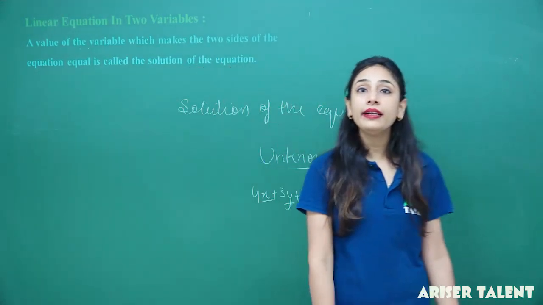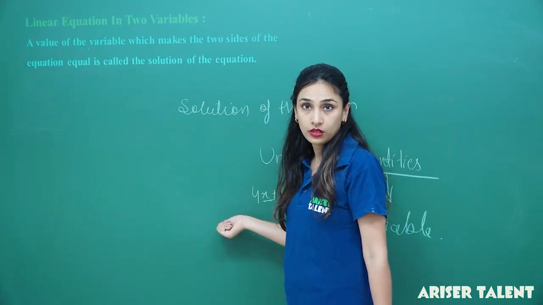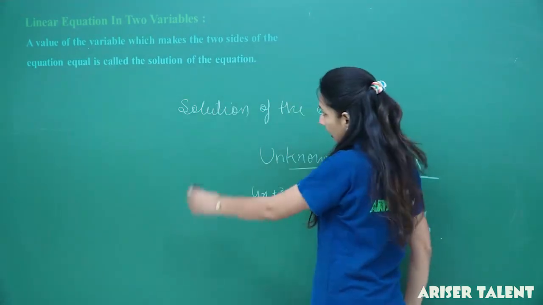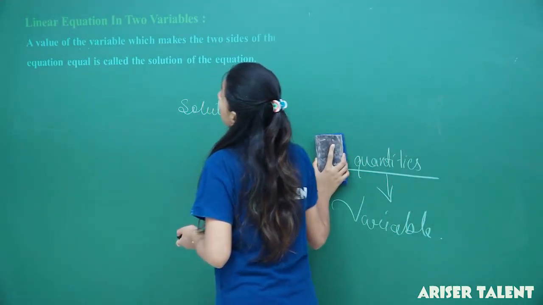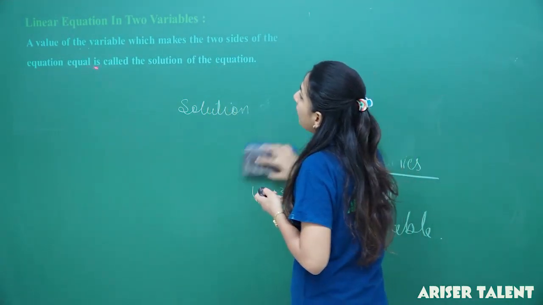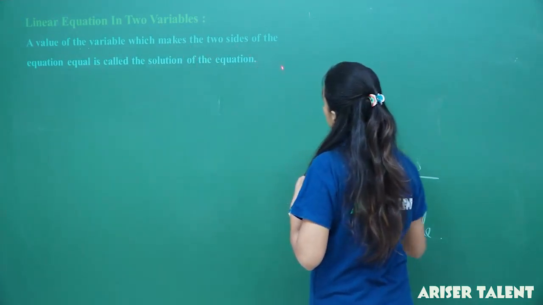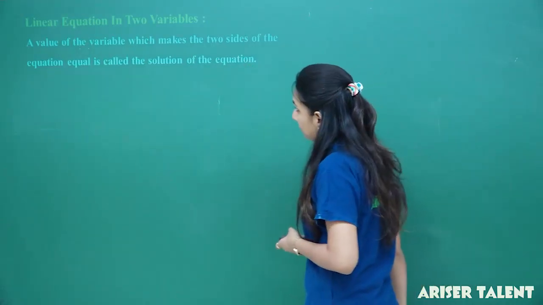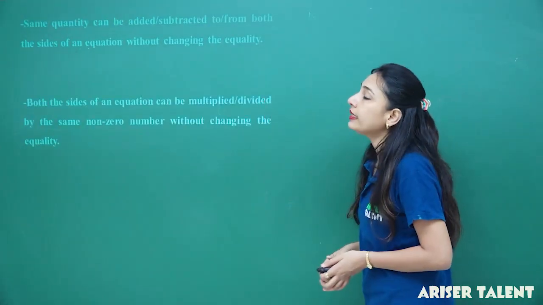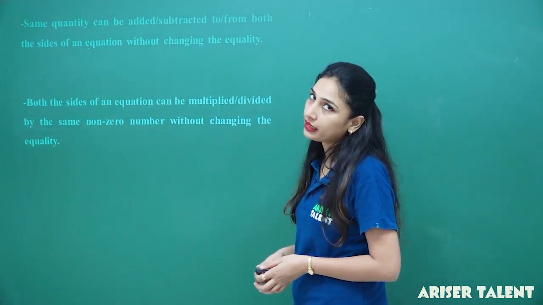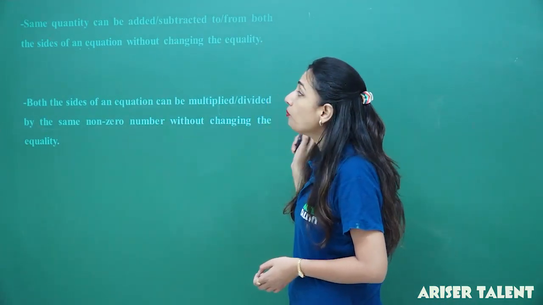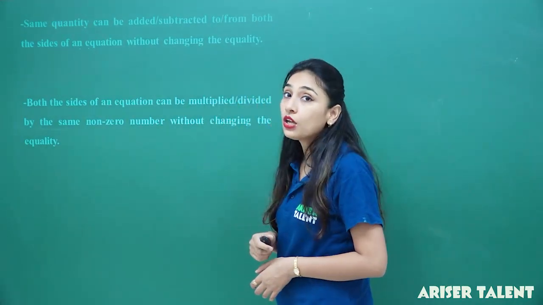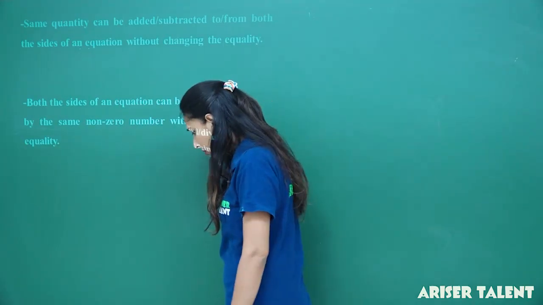Solution is what? When you find out the values of x and y here. So that's the solution, right. Given the same, the value of the variable which makes the two sides of the equation equal is called the solution of the equation. Same quantities can be added to or subtracted from both sides of an equation without changing the equality. What does that mean?